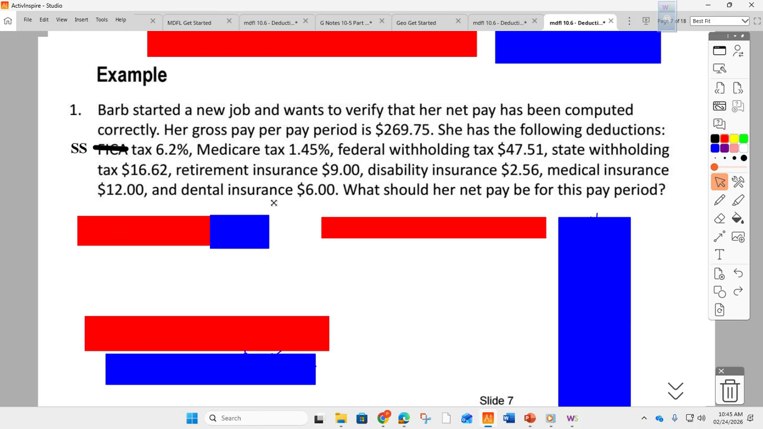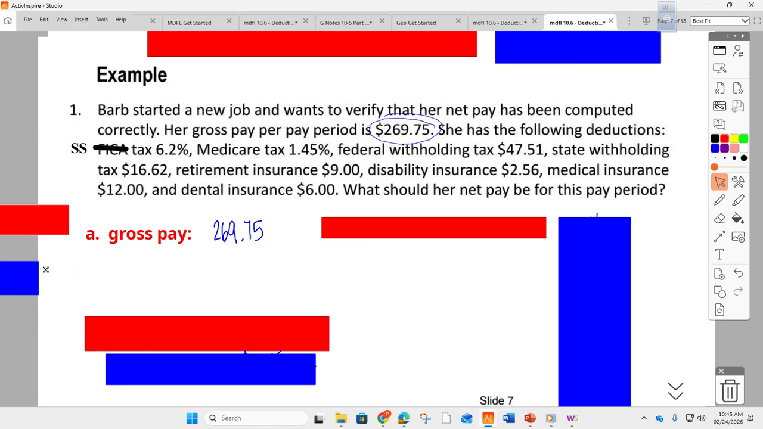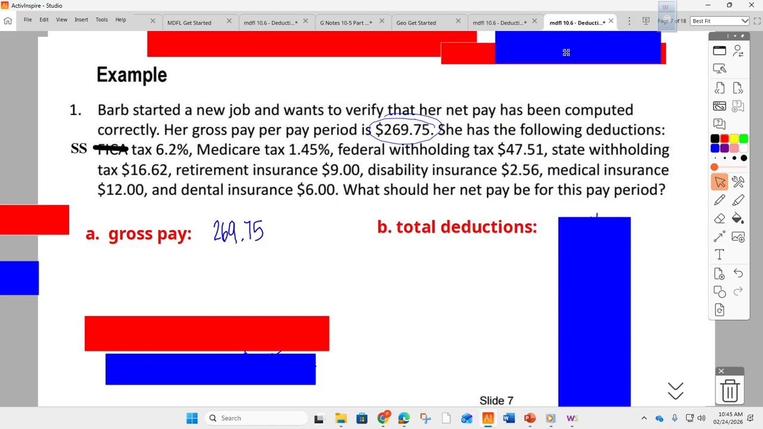You don't have to pay tax on those amounts that you pay for some medical insurance. So we're starting with her gross pay. It's right here. $269.75. Now we've got to figure out her deductions. The first one, everything is a list amount. You don't have to do any computation except for these two. So we need to figure out what is her Social Security and Medicare tax amount.